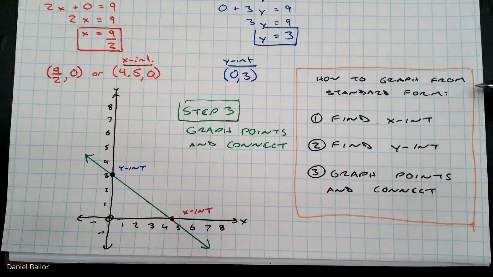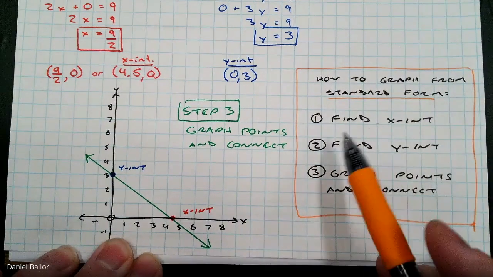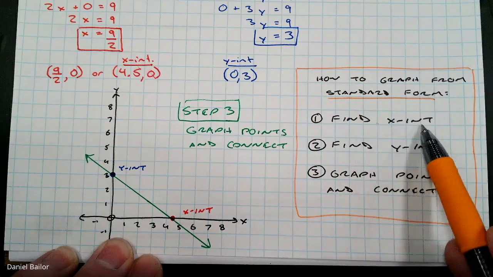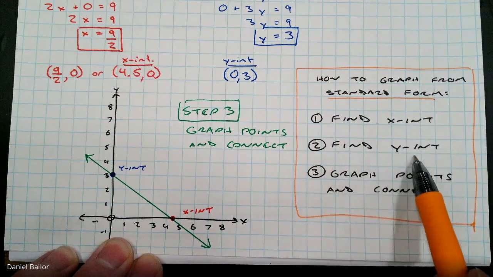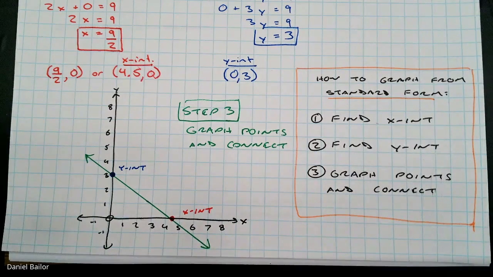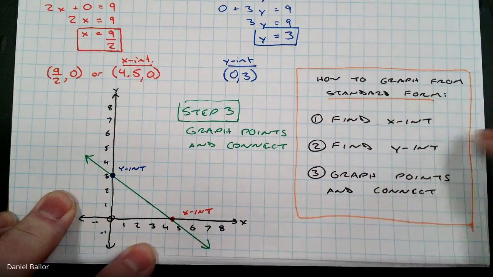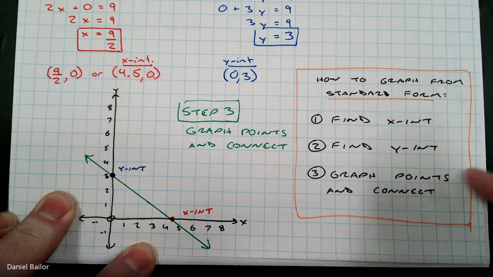So this is a little summary. This is what you might want to add to your notes right here. How to graph from standard form. So if you have standard form, you graph: Step 1, find the x-intercept. Step 2, find the y-intercept. Step 3, graph the points and connect. So that example should help you, but let's do a few more exercises together. Following the same exact strategy, we're going to find the x-intercept, find the y-intercept, and then graph and connect.